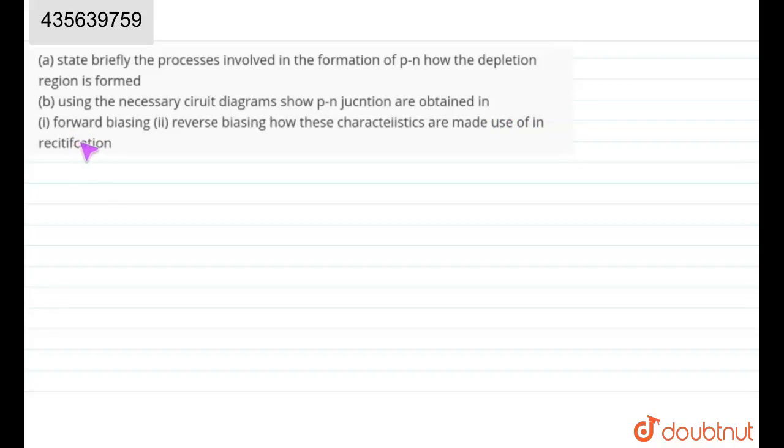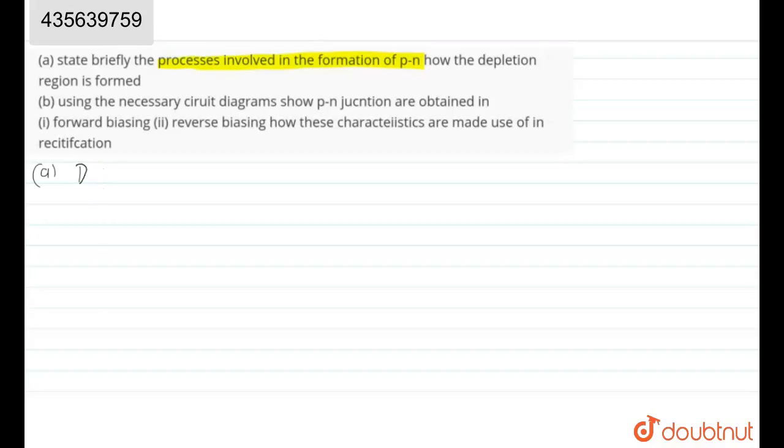show how the characteristics are obtained in forward biasing and reverse biasing, and then how these characteristics are made use of in rectification purpose. So looking at the first part, the processes involved in formation of PN. So there are two processes involved in formation of PN.